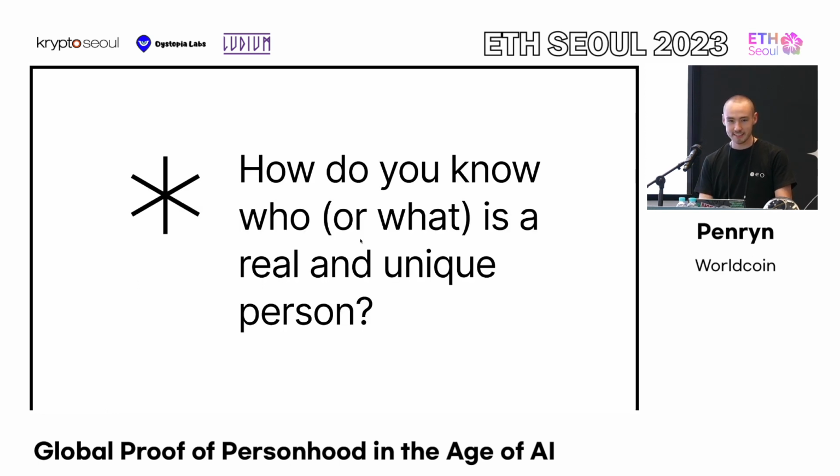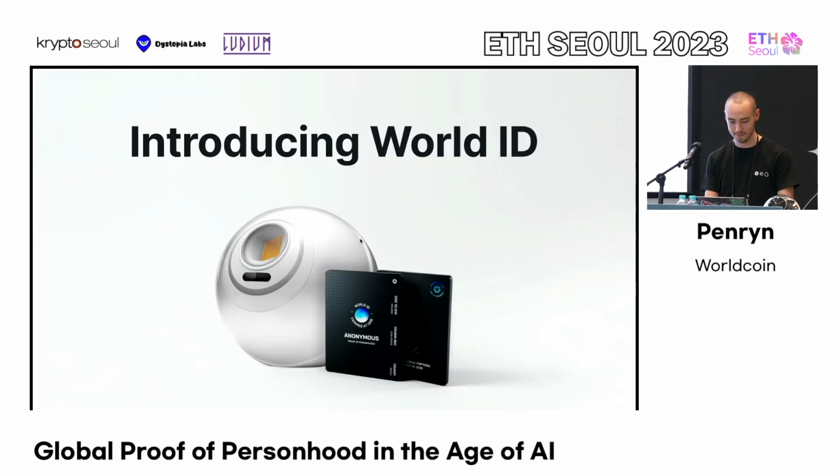So, to start, World ID is here to solve one big question. How do you know who or what is a real and unique person, right? It's really, really tough to know who's a real person, and solving the Sybil problem is a huge issue for Web3 and even in Web 2 as well. It's a useful problem for all of tech, but the solution has its roots here in Web 3.